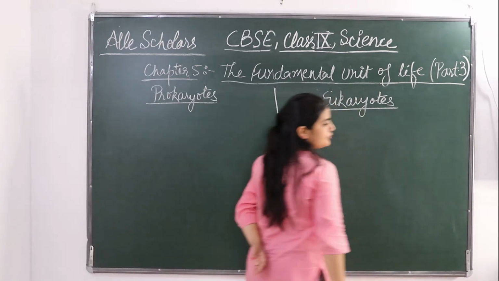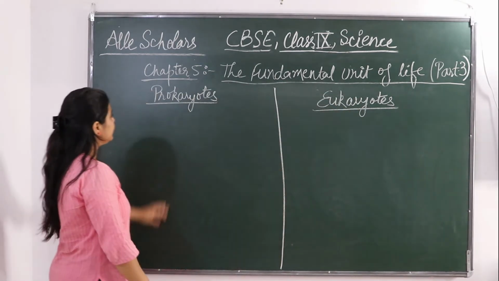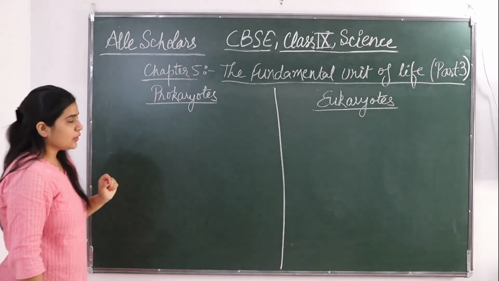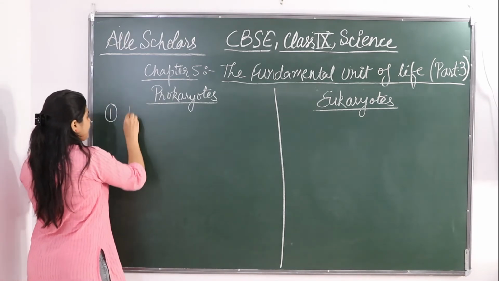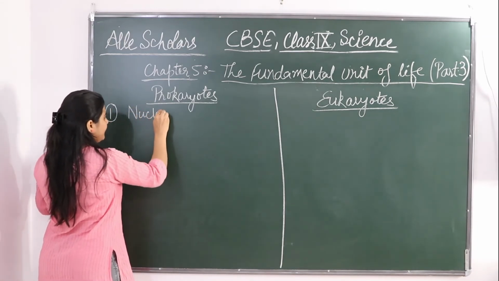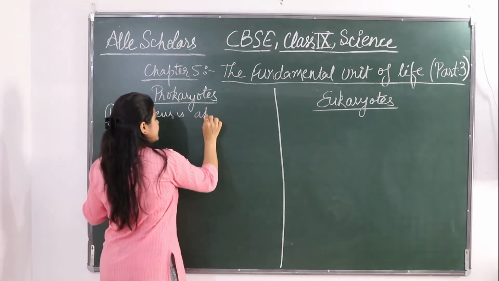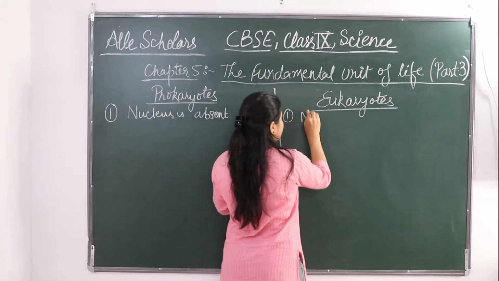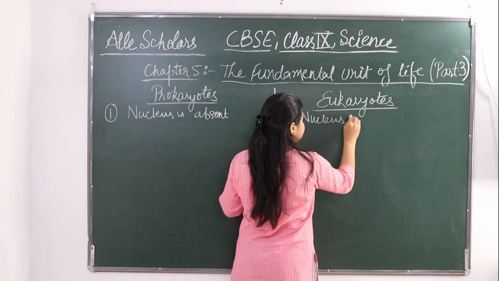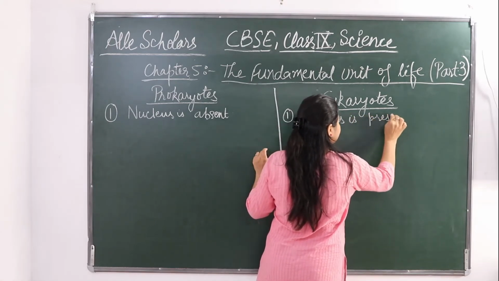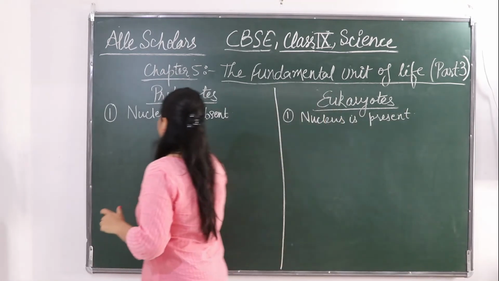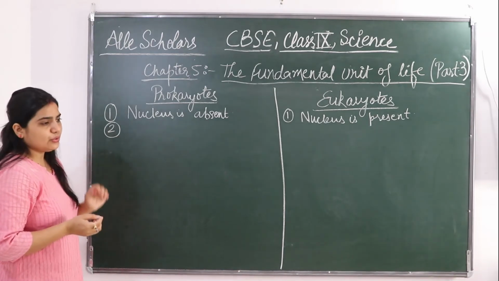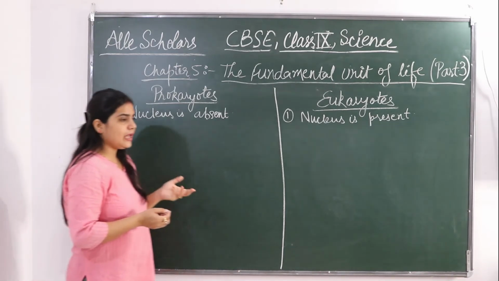So before starting the difference between the plant cell and animal cell, let's see what are the differences between prokaryotes and eukaryotes. In prokaryotes, the nucleus is absent, whereas in eukaryotes, the nucleus is present. In prokaryotic cells, the nuclear membrane is absent. Since there is no nucleus, the nuclear membrane is also going to be absent.